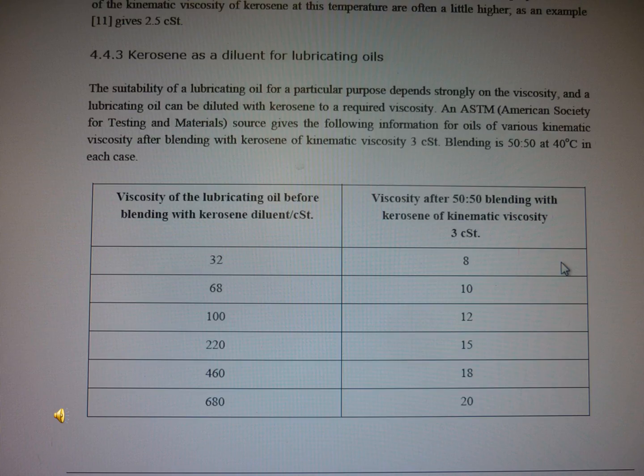Next, we also look at the viscosity of the lubricant before blending with the kerosene, and the viscosity after 50 to 50 blending with the kerosene. So when you see the initial viscosity, how will it change to the final value by blending with the kerosene? You can see this in this table.